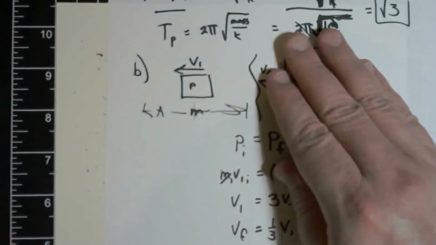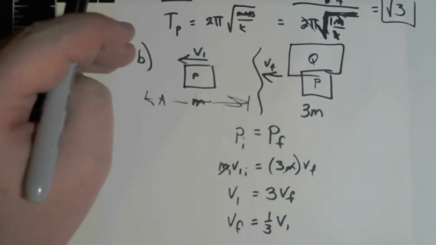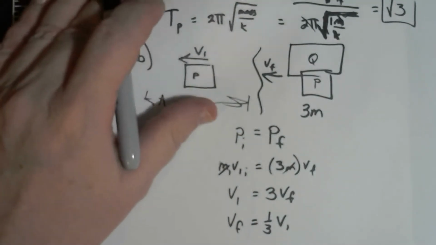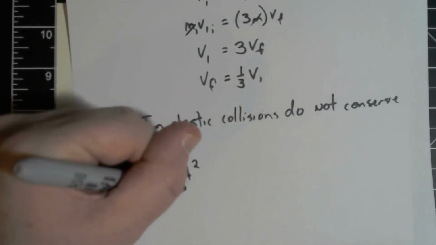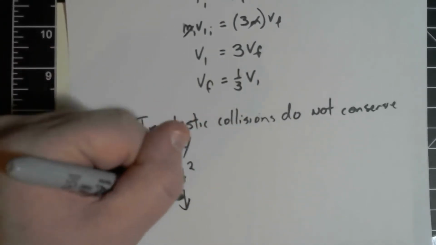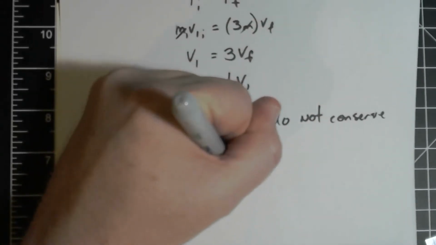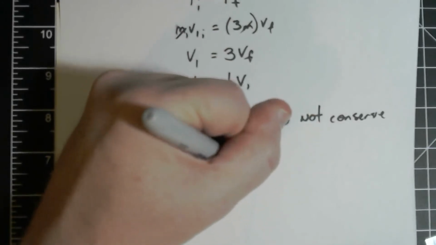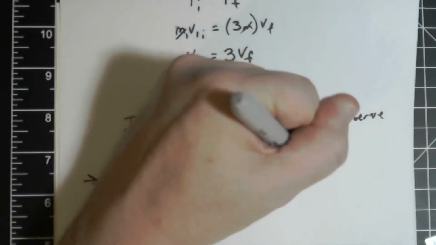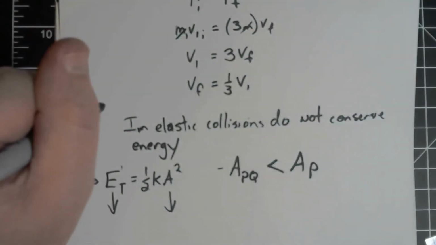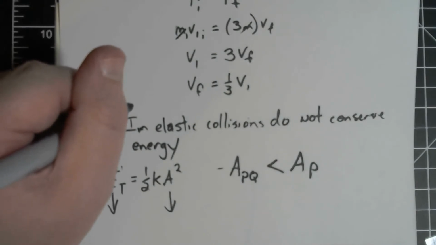Well, once you add this big mass to it, that amplitude has to go down because it's an inelastic collision. It doesn't conserve energy. So as that energy decreases, in order to maintain that equality, the amplitude has to decrease as well. So what you can conclude is that the amplitude of this PQ block combination must be less than the amplitude of the P block system by itself. All right.